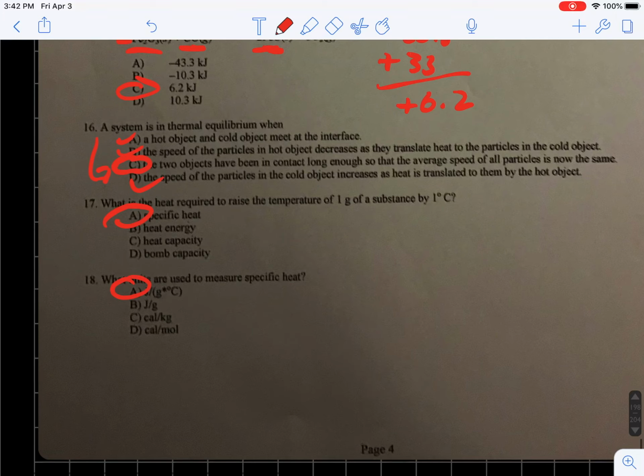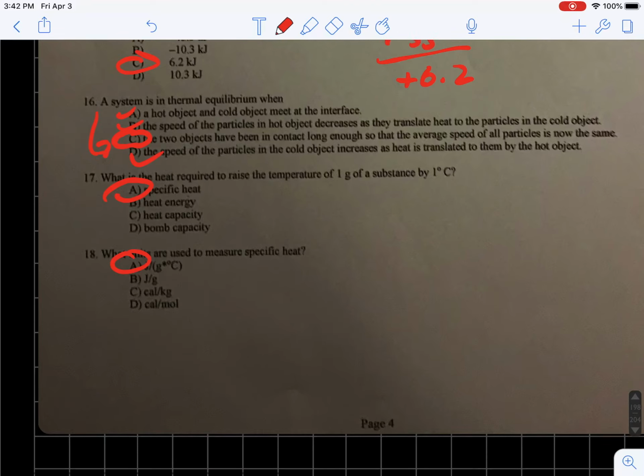Okay, number 16, system is in equilibria. Now, a hot object and a cold object meet at the interface. That's a true statement, but it doesn't describe what's happening at equilibria. The speed of the hot particles translates energy to the cold particles. Again, that's true, but that's not the position of equilibria. So C is the correct answer. Two objects have been in contact long enough so that the average speed of all particles is now equal between the two objects. That's thermal equilibria. Again, none of the statements were wrong. It's just that C is the best answer because it actually describes the equilibria condition.